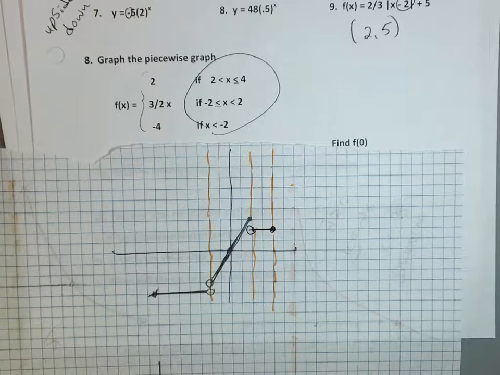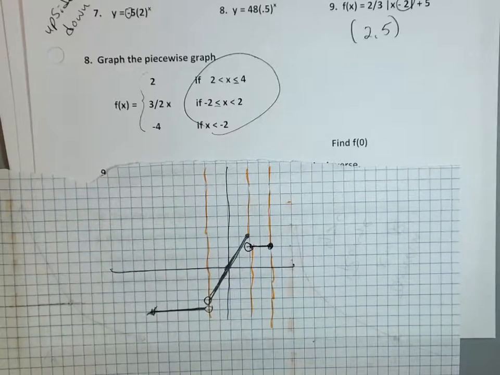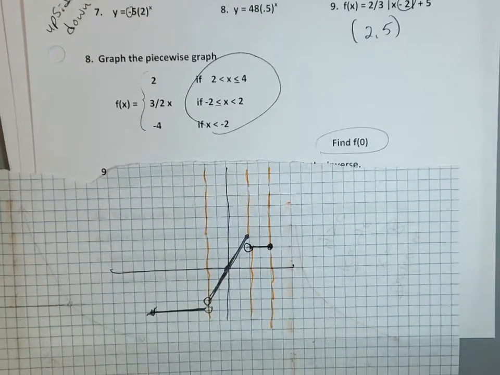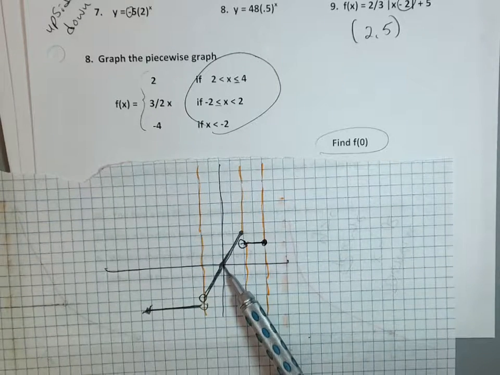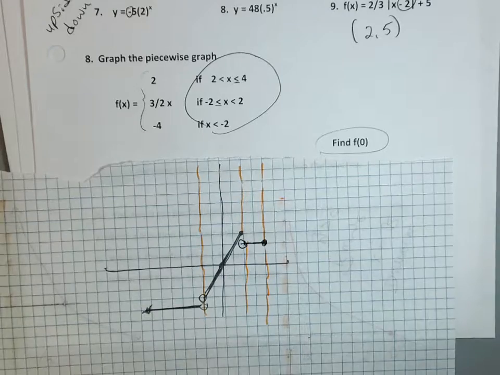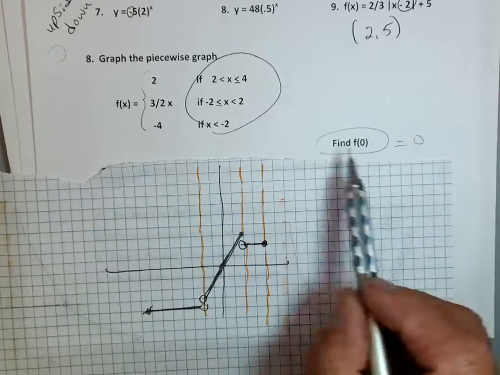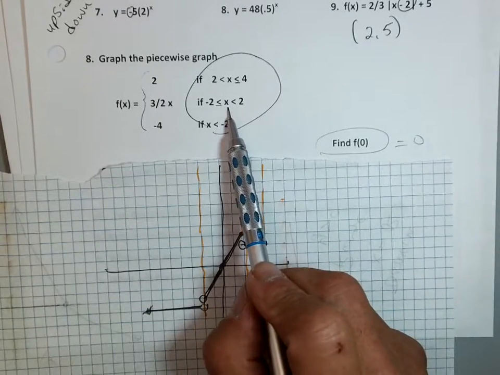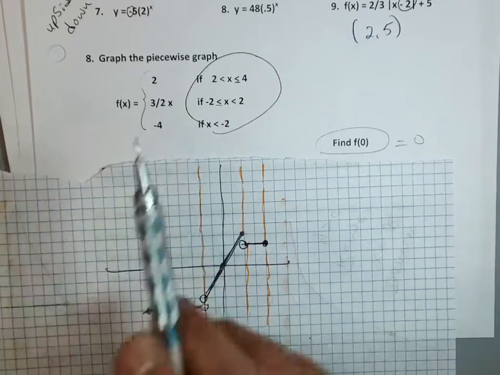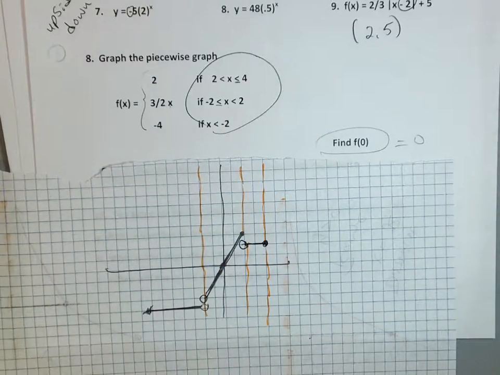Now, there's 2 ways to find f of 0. One is just look at the graph. I mean, at 0, what's the height? 0. There you go. That's the answer. The answer is just 0, okay? Or we could plug 0 into right there. Plug 0 into here. You get 3/2 times 0, and you get 0, right? It's easier to get it off the graph, though. You guys agree? Yeah.